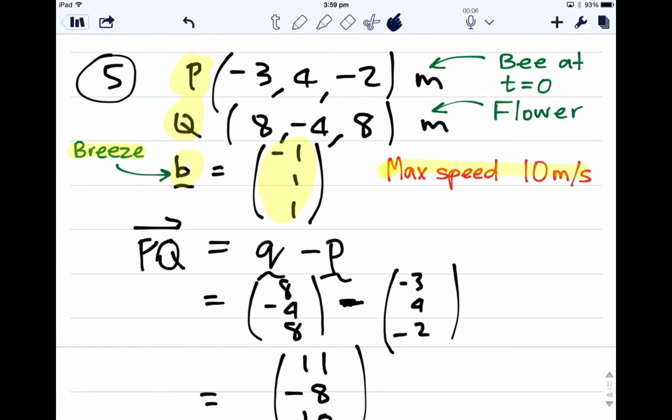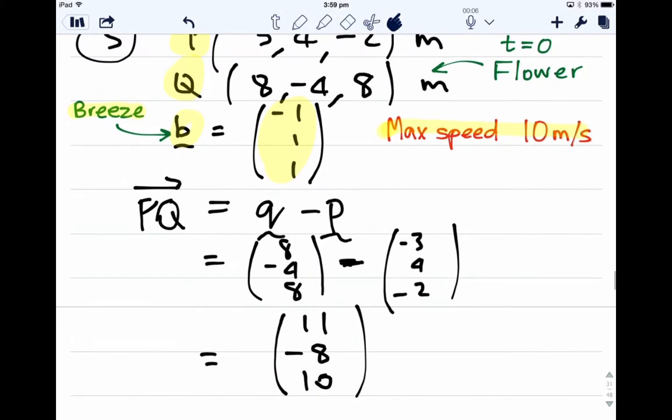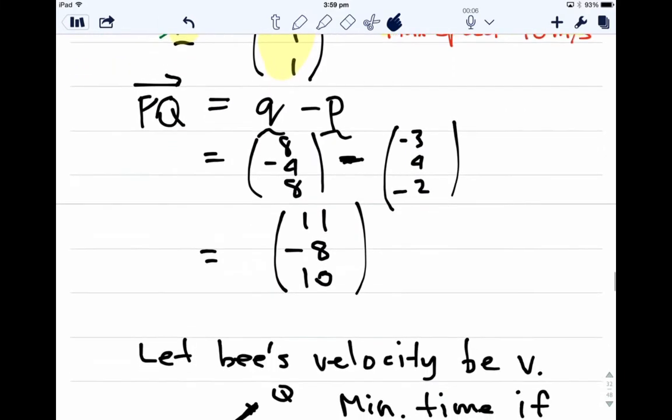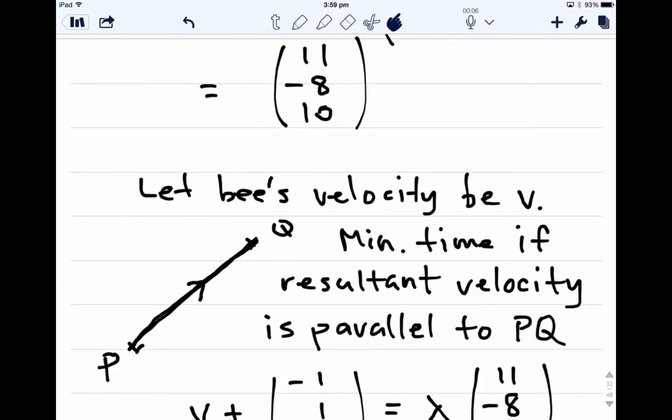Firstly, the direction from P to Q is Q minus P, of course, and I've done the calculation: (11, -8, 10). That's the direct line from P to Q. If the bee's velocity is v, the minimum time is going to happen if the resultant velocity, that is, where the bee heads plus the wind, if you add those two together, gives a vector that's parallel to PQ. I hope that makes sense.